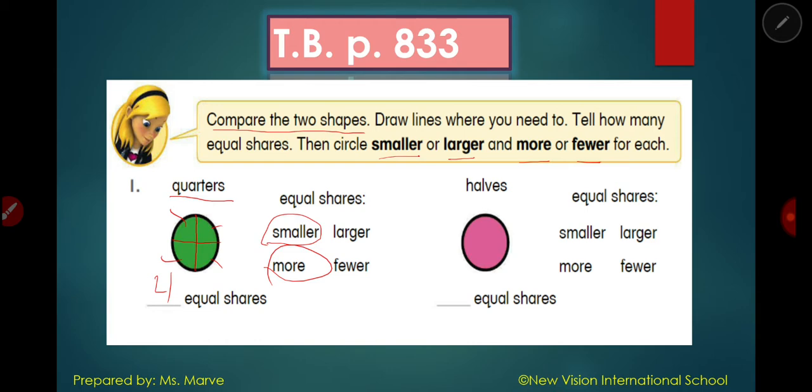How about in the next one? You're going to divide it into halves. Halves means 2 equal parts. Okay. Just write there down 2. Now ask yourself, is it smaller or bigger? Bigger. Bigger means larger. So circle the word larger. Is it more or fewer? Of course, it's fewer. Remember that the fewer the parts will be, the larger the shares will be.